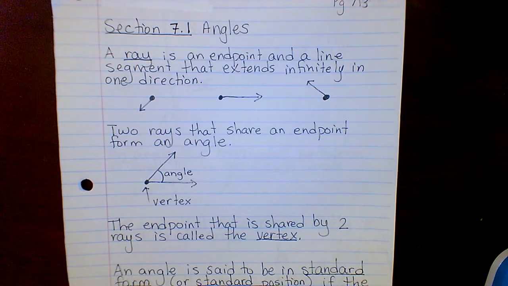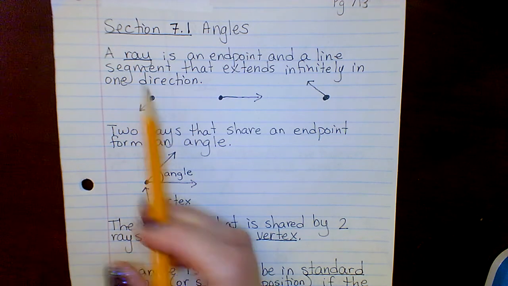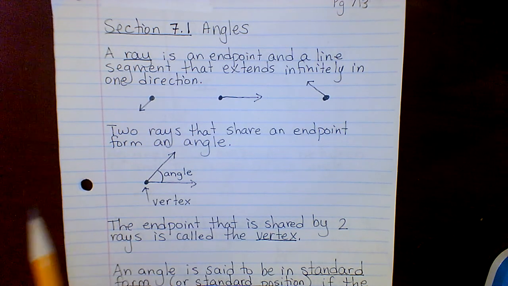All right, so this is section 7.1. We're going to start off with angles in general. So first of all, what is an angle? Well, in order to define an angle, we're going to have to back up a little bit to what a ray is. So some geometry.